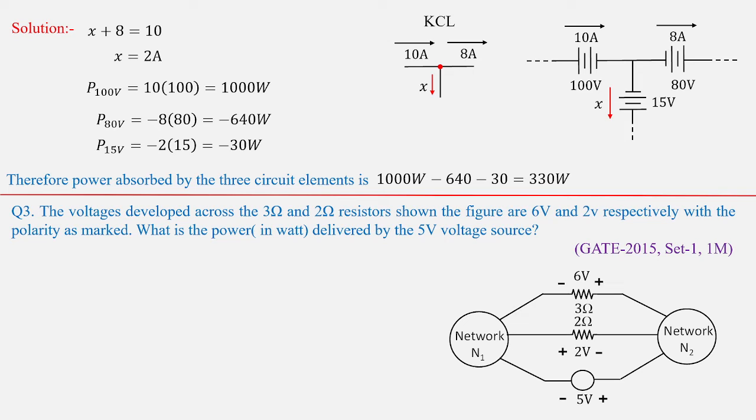Now let us see another example based upon the calculations of power and voltage current conditions. You can see network 1 and network 2 are given. In between network 1 and network 2, resistors are connected and a source voltage is also connected. The drop over 2 ohms and the drop over 3 ohms is given as 2 and 6 volts respectively. We need to find out the power delivered by the 5 volts voltage source.